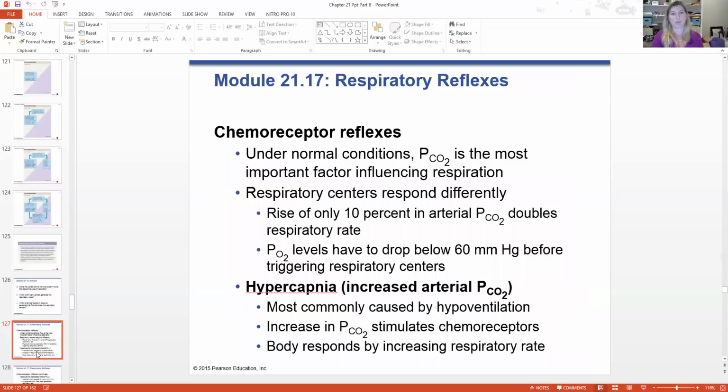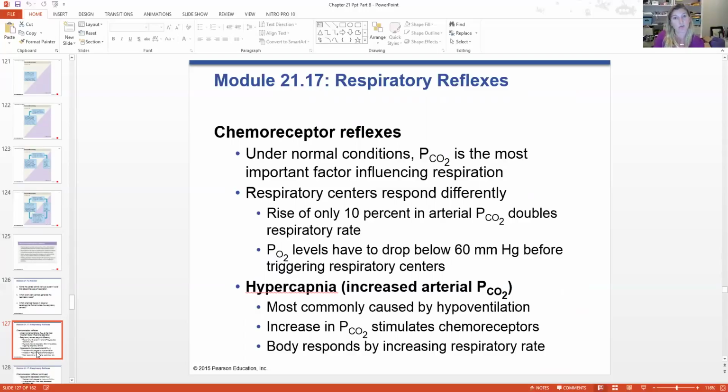Well, let's talk about some of these chemoreceptor reflexes. So under normal conditions, the partial pressure of carbon dioxide is the most important factor. And this is because of what I said before. Partial pressure of carbon dioxide is strongly linked to our pH. If the pH in our body goes off, then everything's going to start breaking down, not working properly. So the respiratory centers are going to respond differently. A rise of only 10% of partial pressure of carbon dioxide is going to double the respiration rate.